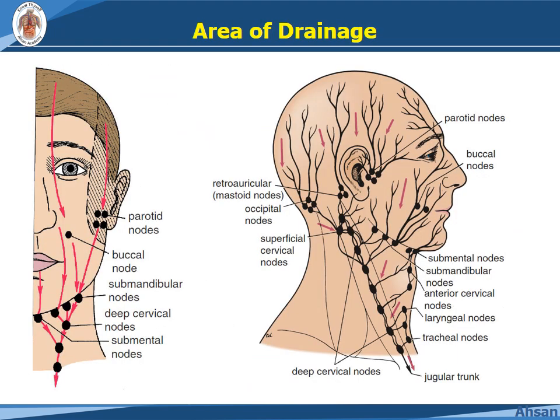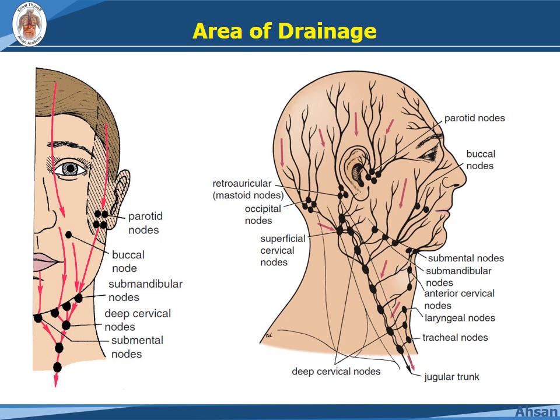These two diagrams show the lymphatic flow from the scalp. The scalp does not have any lymph nodes. The capillaries are formed and they unite together to form the lymphatic channels or vessels that carry lymph in all directions and go to the superficial lymph nodes as we have described earlier. This is the parotid group, retroauricular group or mastoid group, occipital group, and superficial cervical.